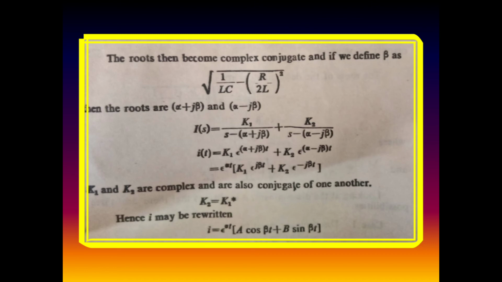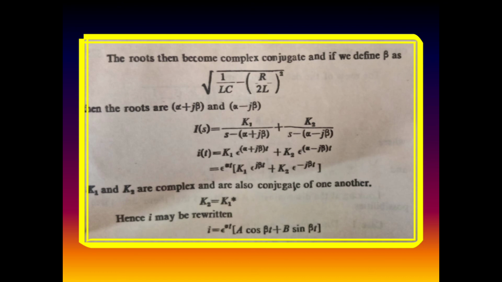Next, the third case: the roots become complex conjugates. If we define beta as square root of 1 by LC minus R by 2L, then the roots are alpha plus j beta and alpha minus j beta. Then the solution may be given as I of s equal to K1 divided by s minus alpha plus j beta, plus K2 divided by s minus alpha minus j beta. Now taking the inverse Laplace transformation, i of t can be taken as K1 into e power alpha plus j beta t plus K2 into e power alpha minus j beta t.